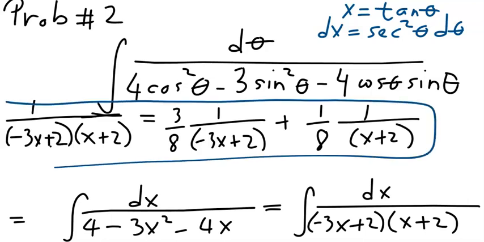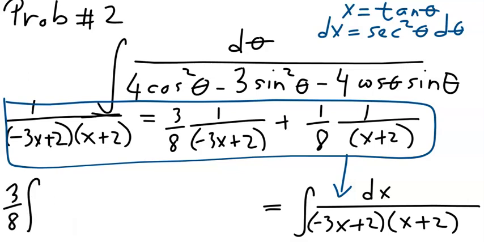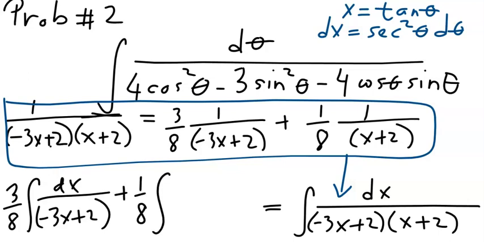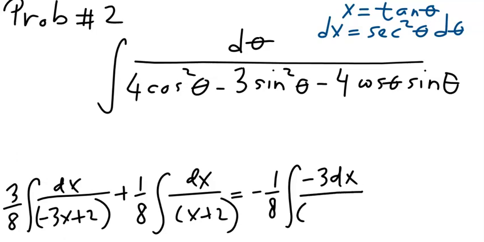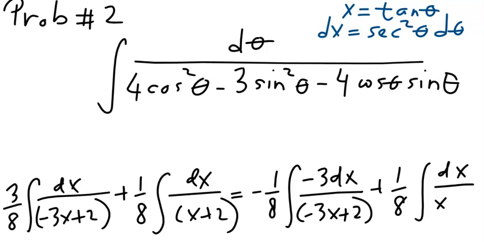So by using this result, we have broken up a single integral into two integrals, namely 3 over 8 dx over minus 3x plus 2 plus 1 over 8 dx over x plus 2. Let's rewrite the first integral a little bit differently: minus 1 over 8 times minus 3 dx over minus 3x plus 2. And the second integral remains as it is, dx over x plus 2.